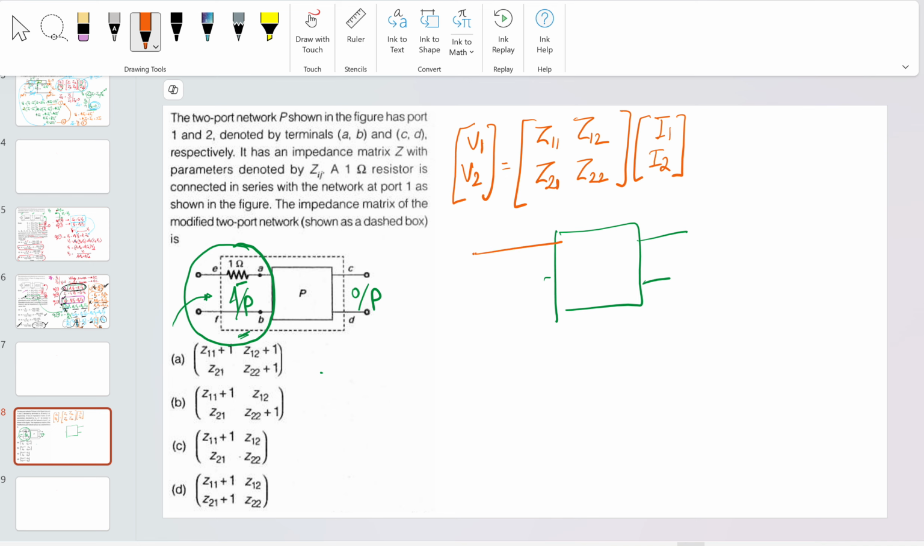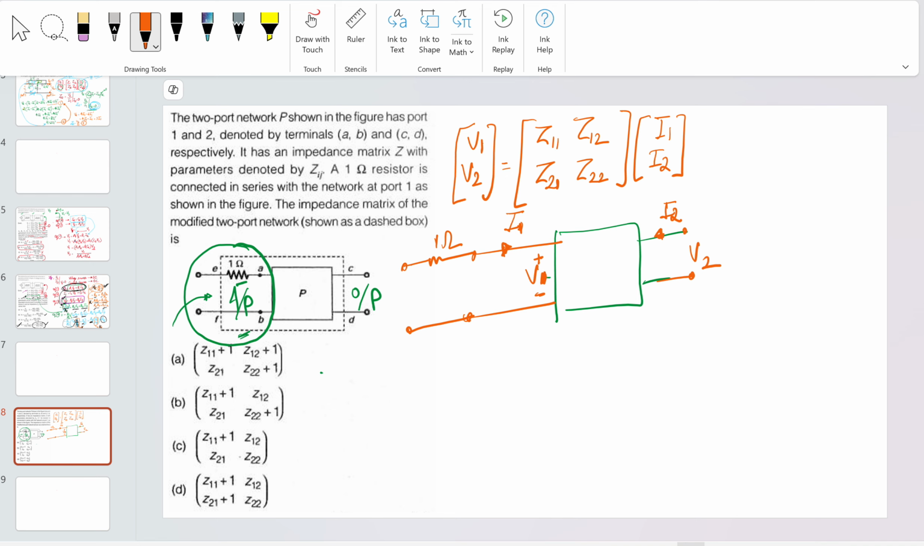Okay. So this is basically the two-port network. And this was the added part, that is the 1 ohm. And this was the initial V1 value. This was the V1 and the I1 current which was going here. And this port was actually the V2, and the I2 current was coming into the system.